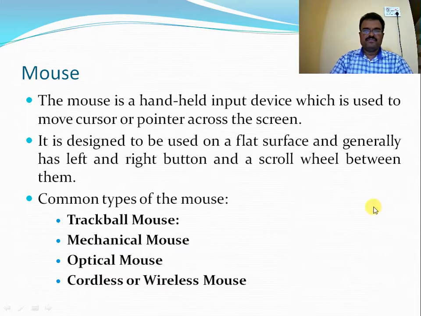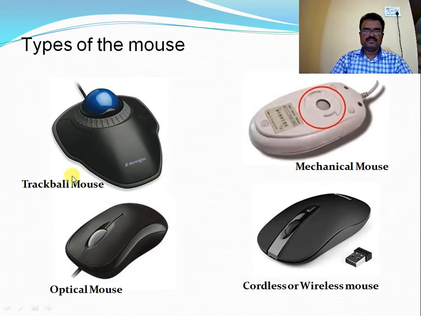So here we have different types of mouses available. This is trackball mouse, mechanical mouse, optical mouse, and cordless or wireless mouse. So we will see this. So this is trackball mouse, one of the types of mouse.